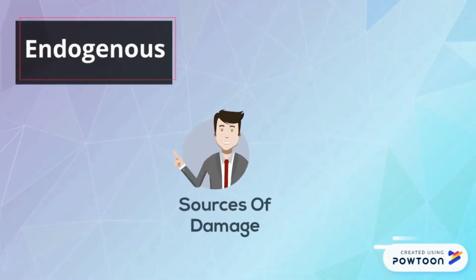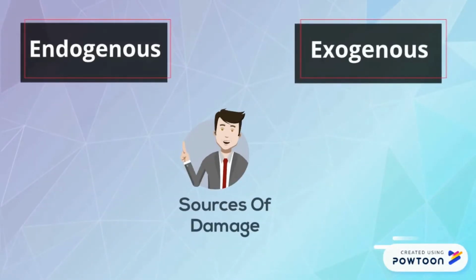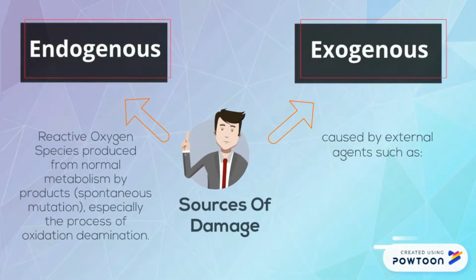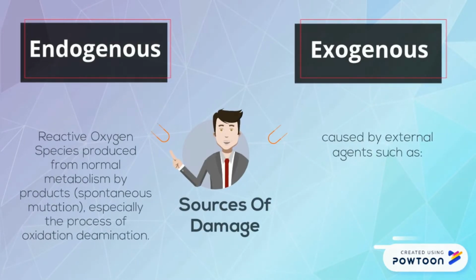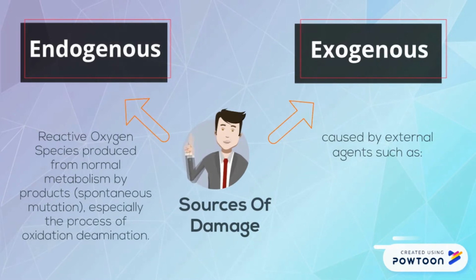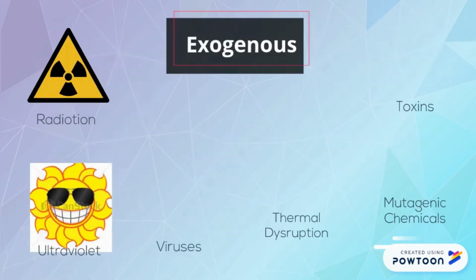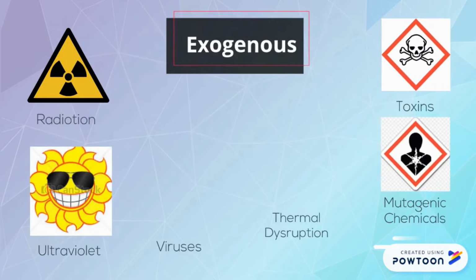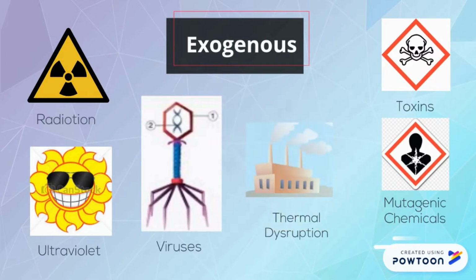The source of damage is divided into two: endogenous and exogenous. Endogenous damage comes from reactive oxygen species produced as normal metabolism byproducts, and from spontaneous mutation, especially the process of oxidative deamination. Exogenous damage is caused by external agents such as radiation, ultraviolet rays, toxins, mutagenic chemicals, viruses, and thermal disruption.